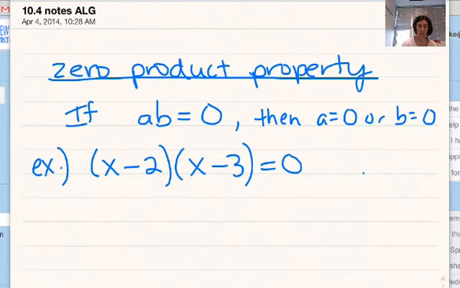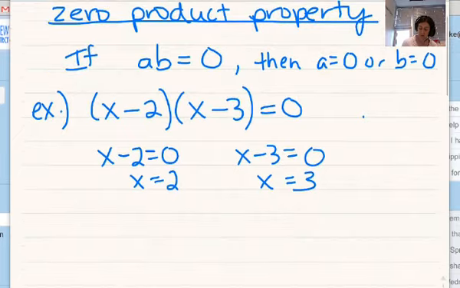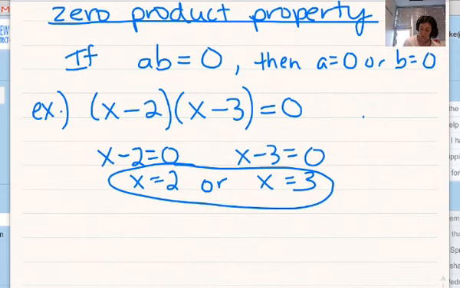So we can apply the zero product property here to say, well, one of those two binomials has to equal 0 for the product of the two binomials to be 0. So we set up two little equations. Either x minus 2 has to equal 0, which gives me x equals 2, or x minus 3 has to equal 0, which gives me x equals 3. So the solutions to that equation, a quadratic equation just written in factored form, are right there. x equals 2 or x equals 3.